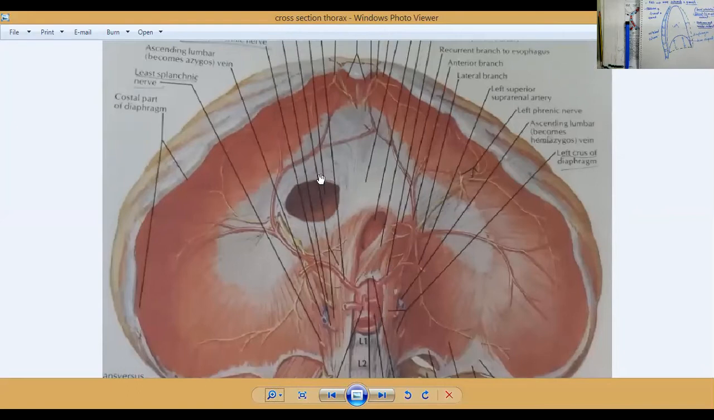Okay, so this hole here is for the inferior vena cava, which is coming down from the heart. Remember, this hole here is for the esophagus, where the esophagus joins the stomach. This hole here is for the aorta, right? As you can see, the aorta. Okay, by the way, these pictures I got from Frank H. Netter's Atlas of Medicine, which is used in medicine anatomy.